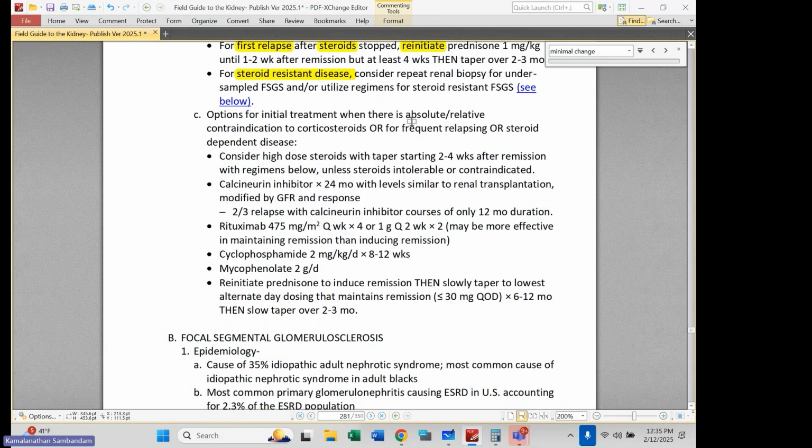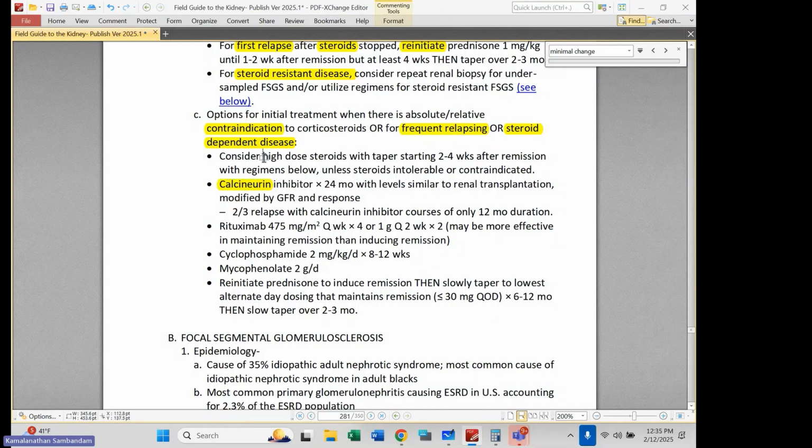Now, when there is contraindications, either absolute or relative, or if I have the frequently relapsing patient, or if I have steroid-dependent disease. So again, the labels that we're using are to help you manage the patient. So that's why we use the labels, not simply to quiz you. So when you are encountering these sorts of phenotypes, that's when, again, you consider the calcineurin inhibitors, okay?